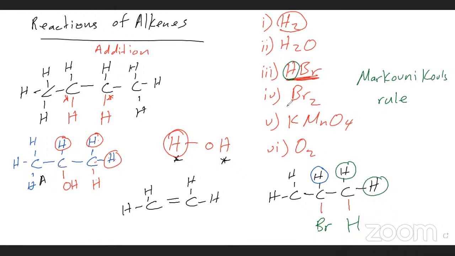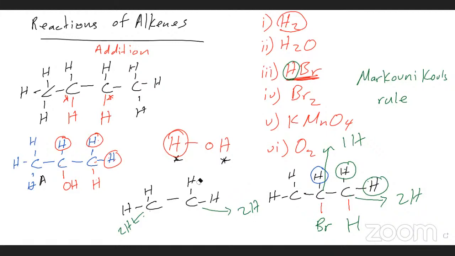So just remember, when you're doing HBr, you put the hydrogen on the carbon of the double bond that already has more hydrogen. So this carbon here has two hydrogens, and this carbon has one hydrogen. That is why the H goes on this one. If you look at this one, both carbons have the same amount of hydrogen. This has two hydrogens, and this one also has two hydrogens. In this case, it doesn't matter.